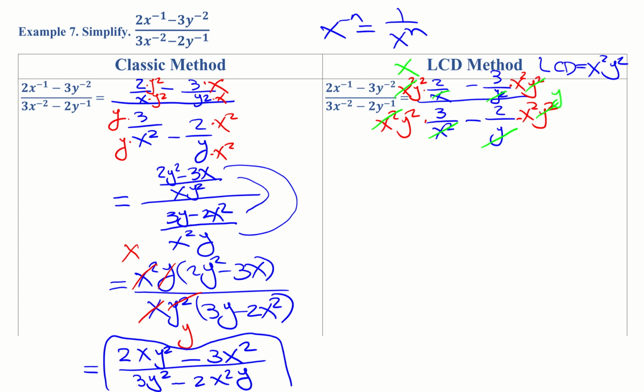Now we carefully write down what's left. So we get 2x y squared minus 3x squared over 3y squared minus 2x squared y.